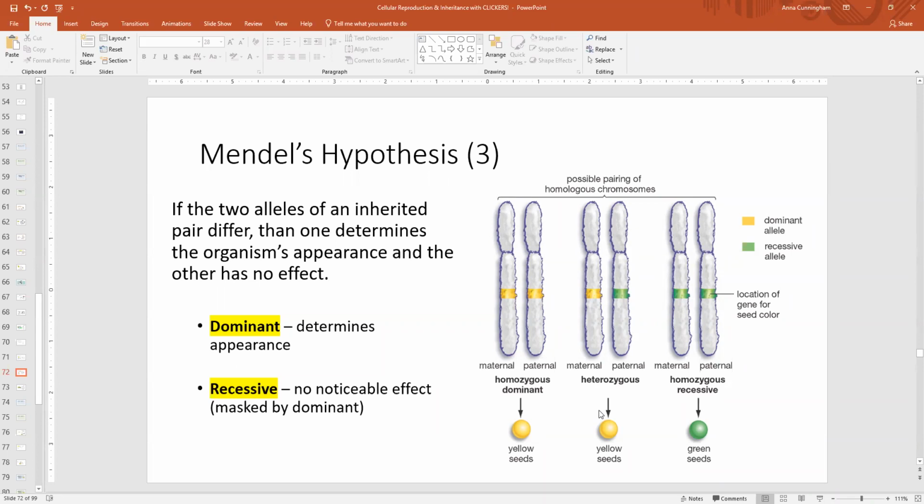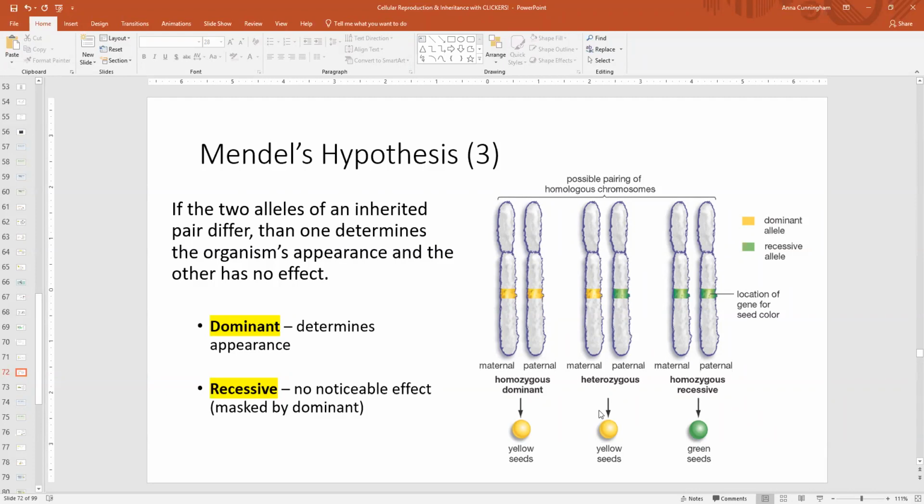On the far right, you're looking at a pairing of chromosomes that contain the same alleles, but we know from the heterozygous crossing that green is the recessive phenotype because it was not expressed in the heterozygous crossing. So if we look at the far right, we see a homozygous pairing, they contain the same allele, and that allele codes for green seed color. Since we know that green seed color is the recessive trait, we would say that these chromosomes are homozygous recessive.